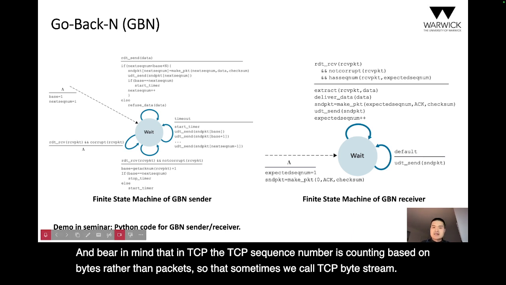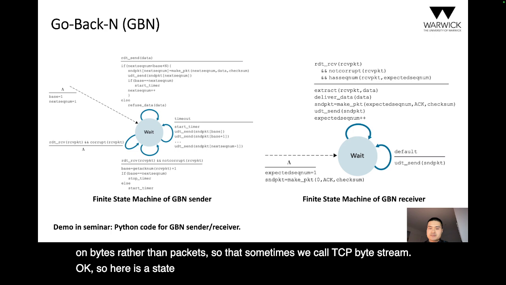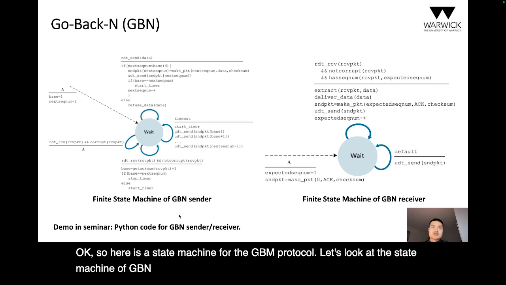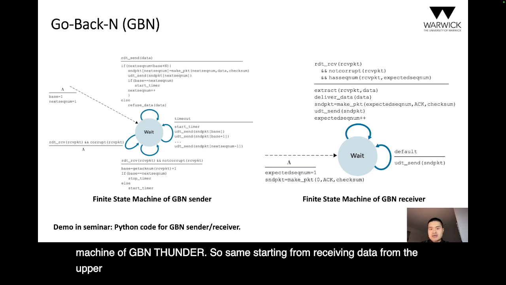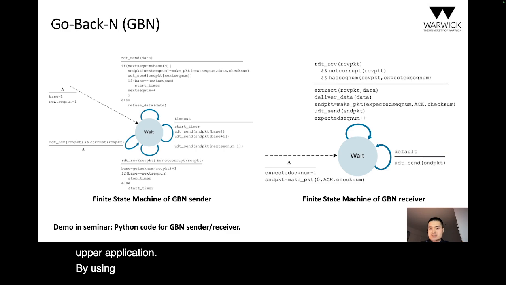So here is a state machine for the GBN protocol. Let's look at the state machine of the GBN sender. It starts from receiving data from the upper application, and once it receives new data, it will call the function rdt_send.